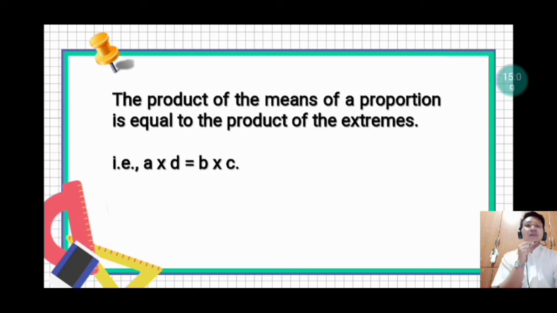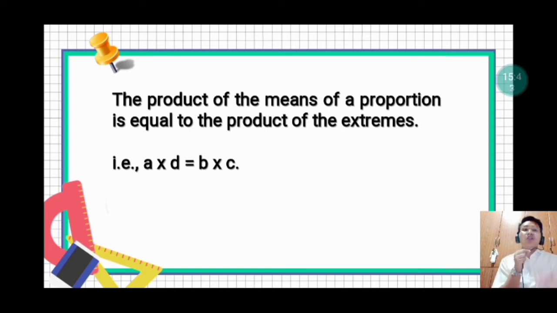So, the product of the means of a proportion is equal to the product of the extremes. So, paano nangyari yon? Paano kaya to, class? Okay, sinasabi dito na yung product ng means sa ating proportion is magkahawig or magkatulad dun sa product ng ating extremes sa proportion. Okay? So, that is A times D is equal to B times C.